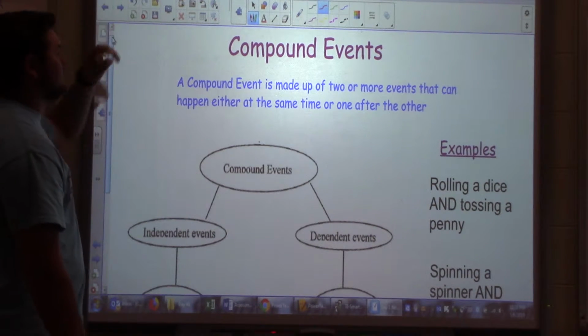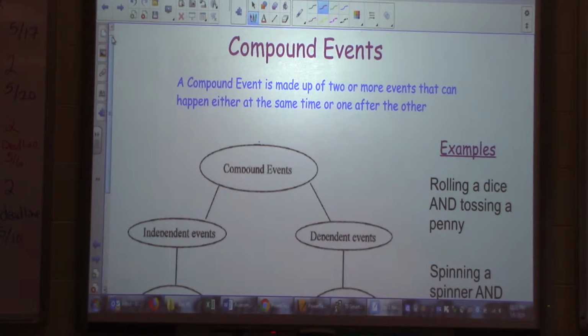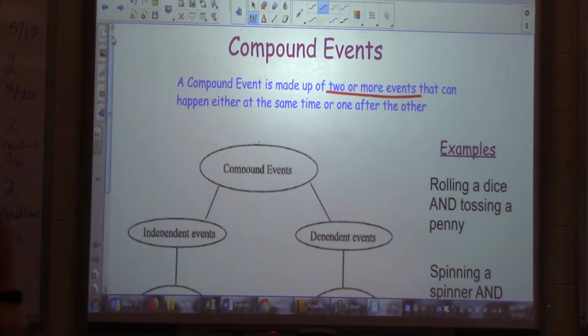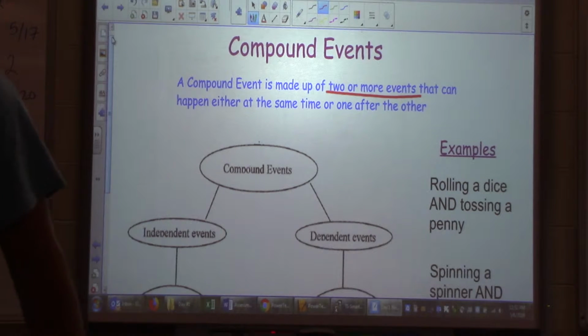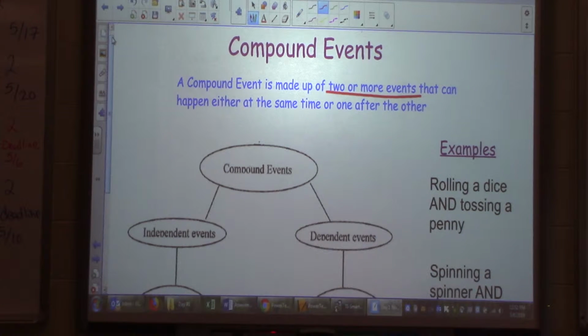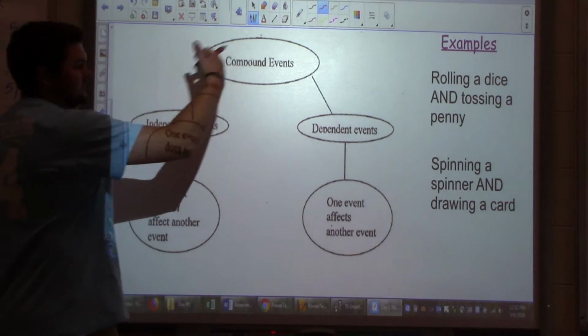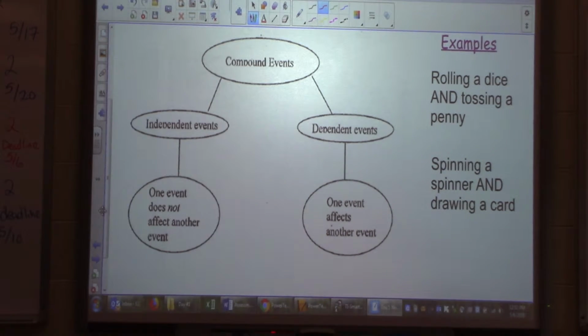Alright, compound events then. A compound event is made up of two or more events that can happen either at the same time or one or the other. Just like a compound sentence, where you combine two parts of a sentence, a compound event is two or more happenings at once. There are two different types of compound events: independent events and dependent events. The first one we're going to talk about is independent events.